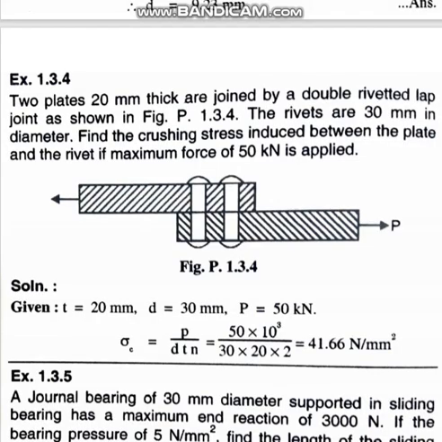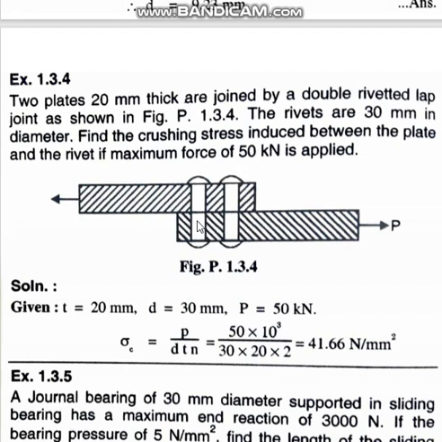Okay, next another problem here we are having. Two plates 20 mm thick are joined by a double riveted lap joint. See, this is one plate and its thickness is 20 mm. This is another plate whose thickness is 20 mm. They are joined by double riveted joints. That means there are two holes here. 20 mm thick means 2 centimeters. This plate must be very big, very thick.